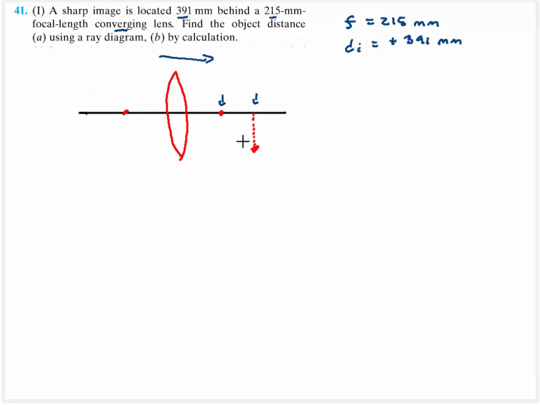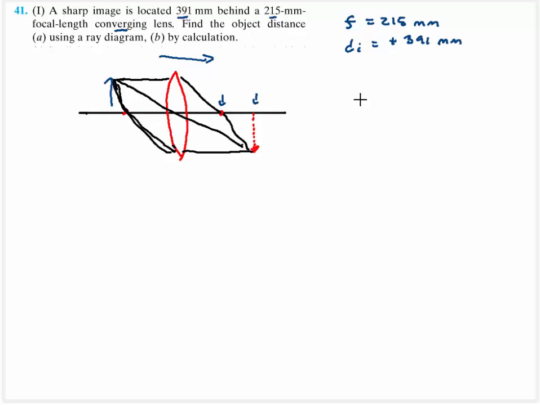So now let's do a little bit of ray tracing. Starting at the very tip here, we work our way through the focal point and come out parallel. I'm going to draw one that goes through the center of the lens. I'm going to draw one that goes out parallel and cuts through the focal point. Not really the best scale I have here. So that's going to be where my object distance is. I would expect it to be larger than the focal length.